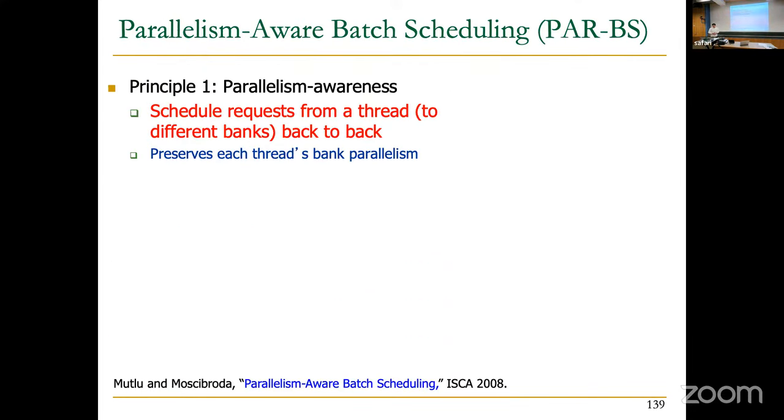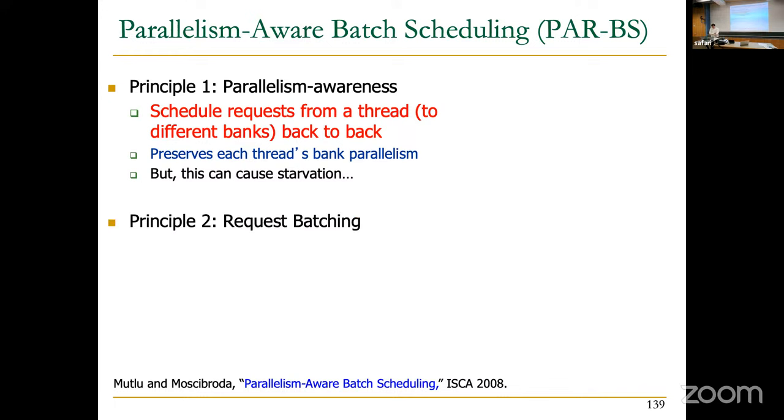Now, how do we enable this? So we have two principles in our scheduler. First is parallelism awareness. So it schedules requests from a thread back to back. This is done to exploit bank level parallelism. And the problem with this is that it can cause starvation. If we keep only prioritizing the same thread, right? We won't serve other threads also. So that's a fairness problem.